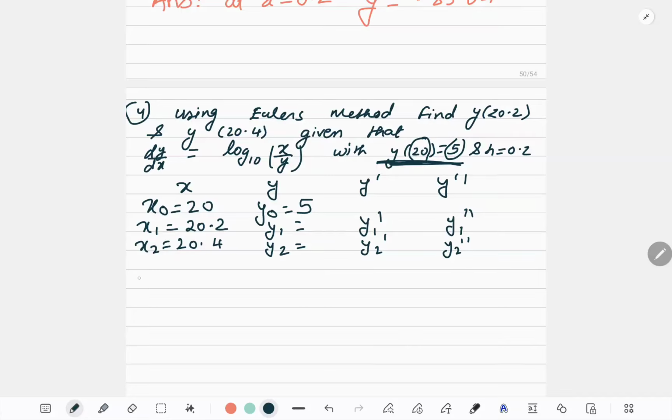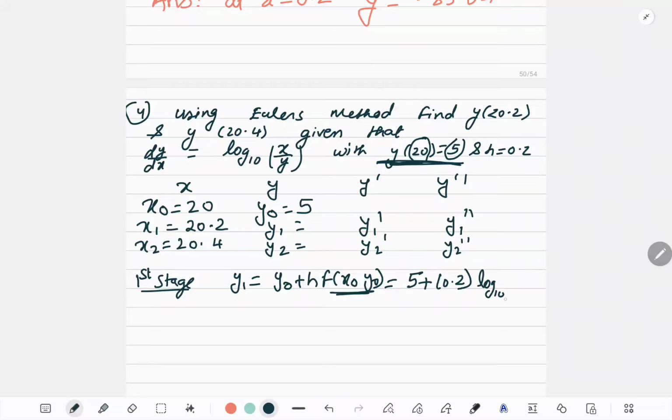Correct? Now, first stage, apply Euler's formula. Euler's formula is y1 is equal to y0 plus h f of x0 y0. Right? So what is y0? y0 is 5 plus 0.2 value of function at x0 y0. So log, remember it is base 10. So be careful by using the calculator.